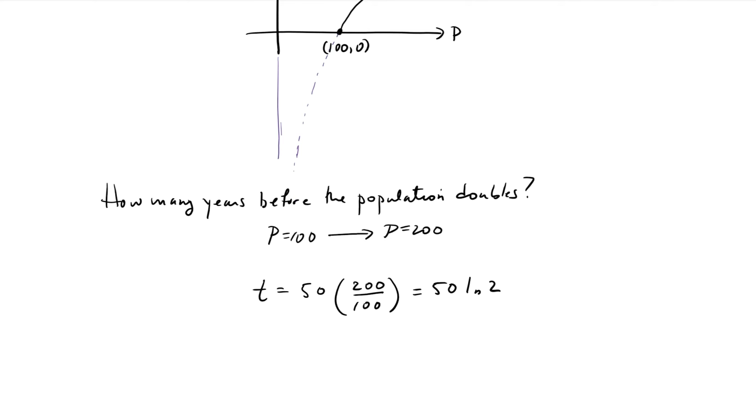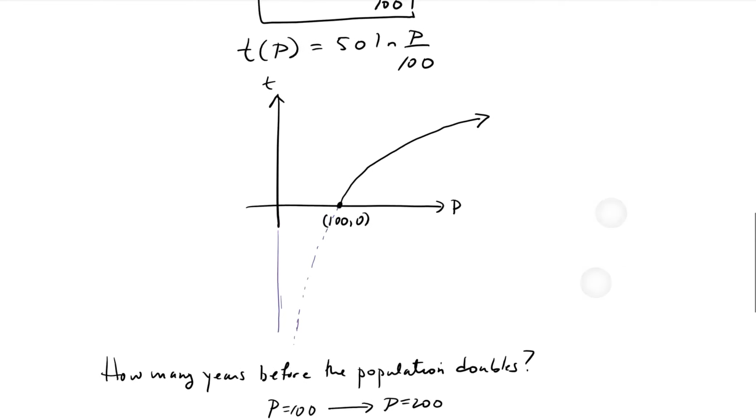So that's going to be 50 ln of 2. I type that into my calculator, and it's going to give me 34.7 years. Okay, so that means that to get to a population of 200, it takes approximately 34.7 years. So this point here on the graph is (200, 34.7).